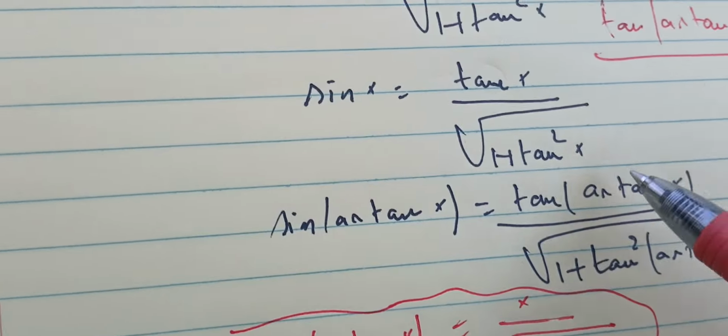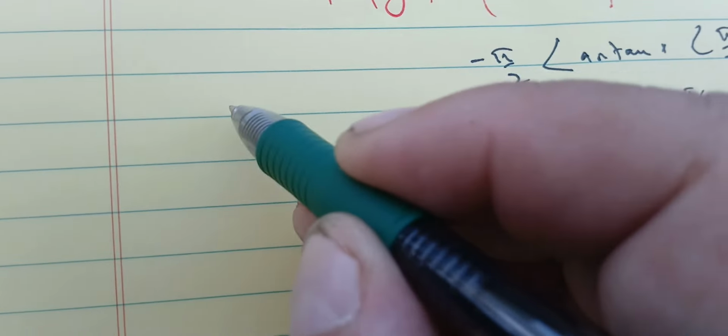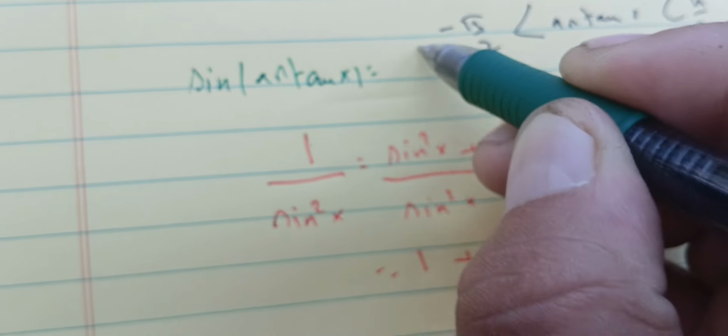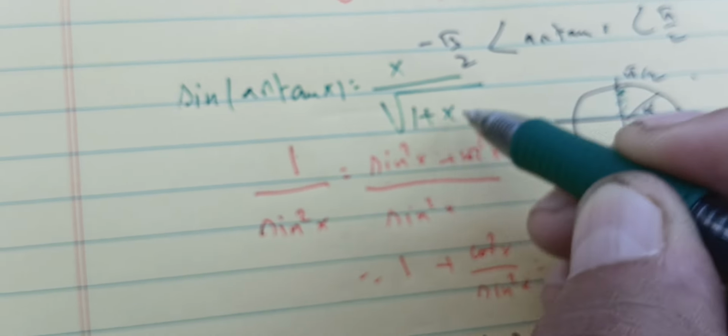And this means that the expression we need here is that sine of arctangent of x is just x over the square root of 1 plus x squared.